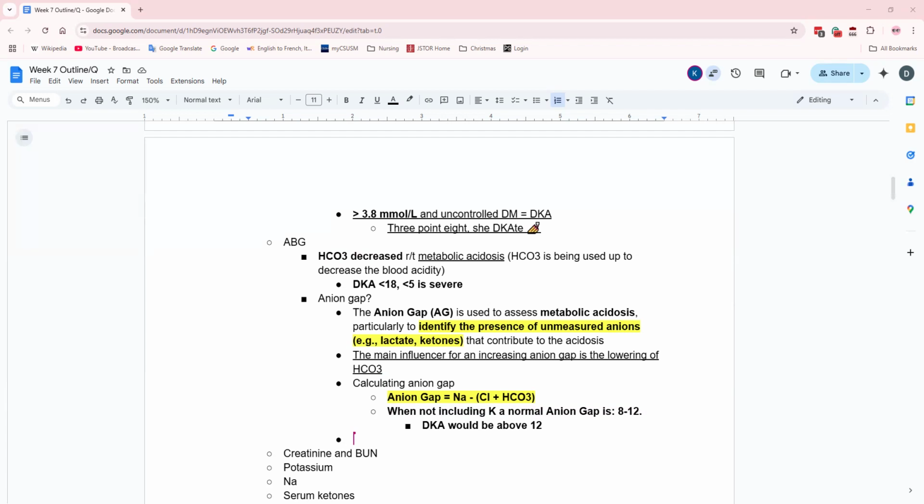Okay, let's reset that. But yeah, so how would you go about closing the anion gap? That is the ultimate question I was attempting to ask. How do you close the gap?